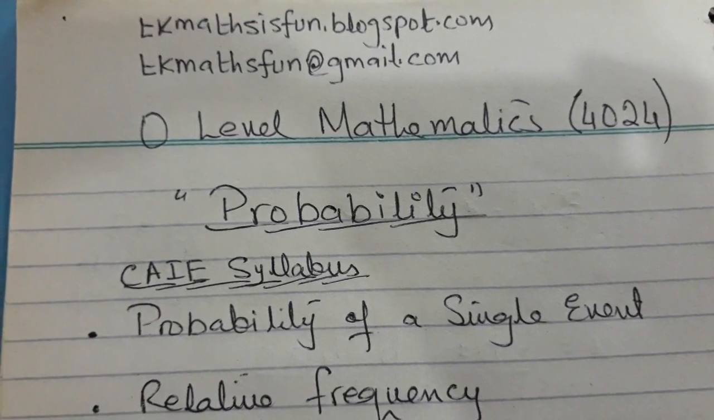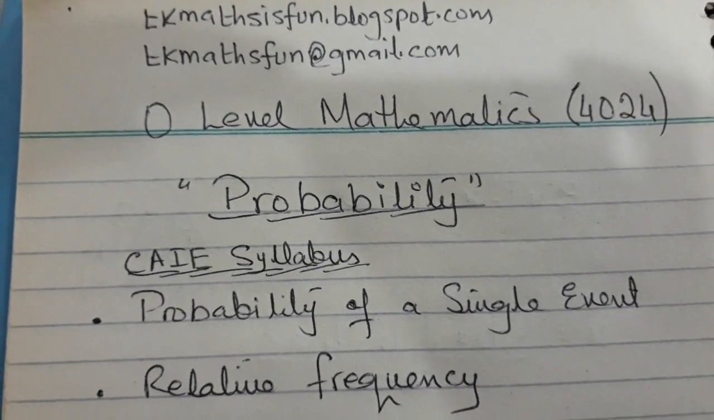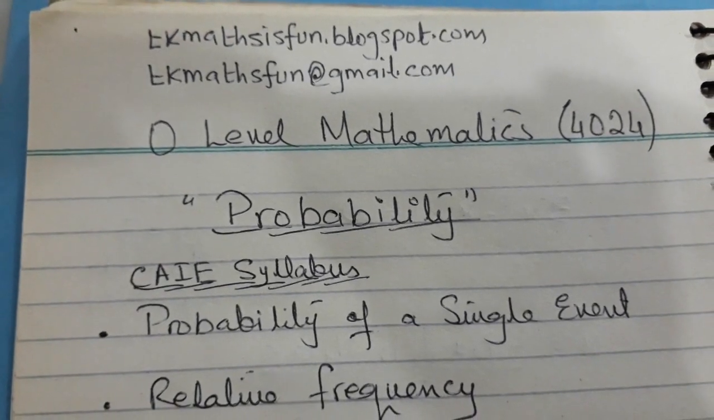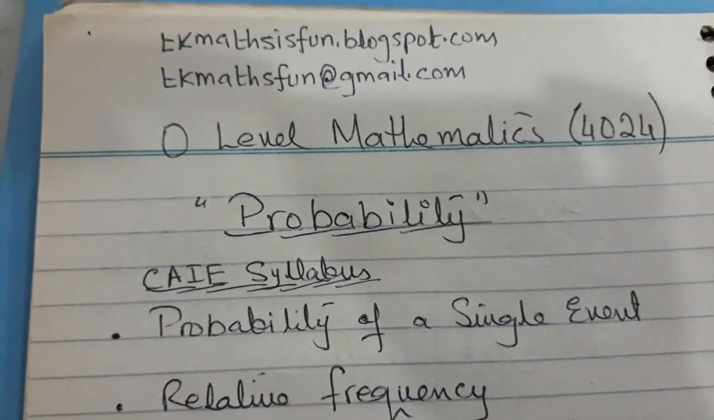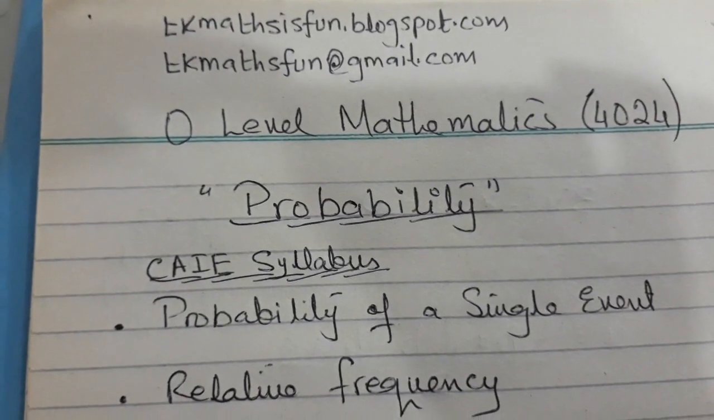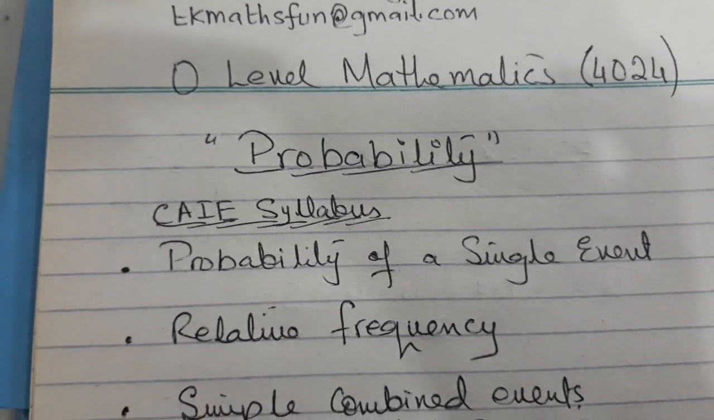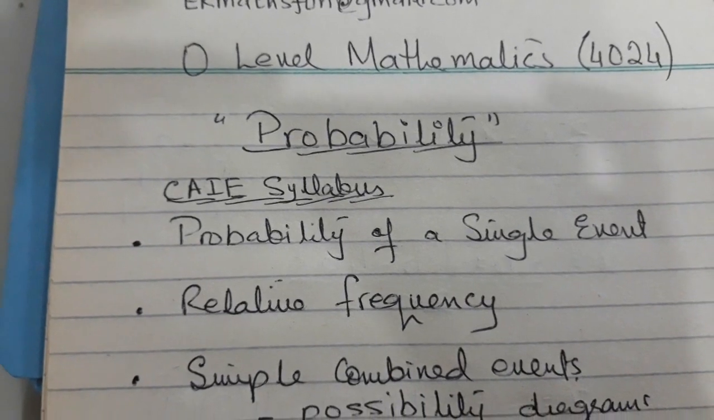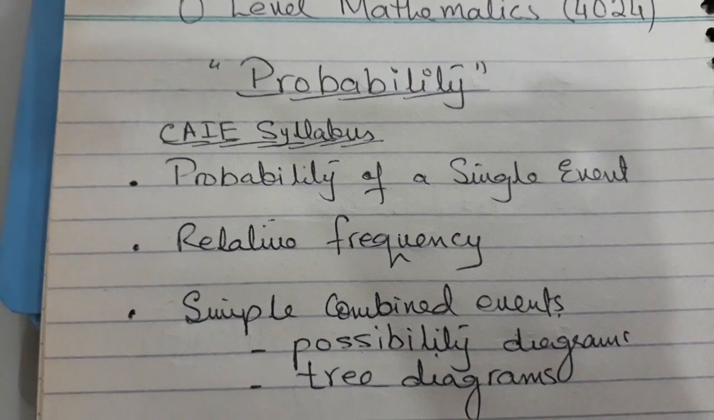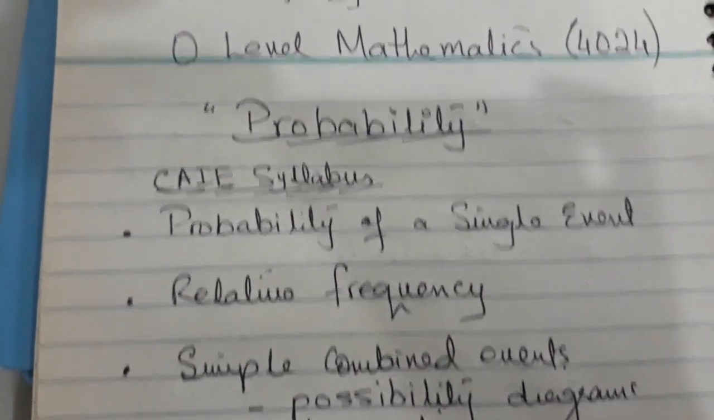This is video number 2 on probability. In my first video, I explained the basics of probability with single events. And now in this video, I will cover combined events, simple combined events using possibility diagram and tree diagram.